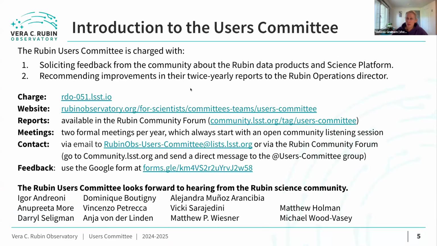As a reminder, you have a Users Committee. They actually met this week. They had one of their twice annual meetings on Monday morning, and so they're right now preparing their 2026A report, which goes straight to the director. So if you have comments or feedback about the Rubin data products or the science platform, definitely drop them a message or use their Google form to send them some feedback so they can get that into their 2026A report.